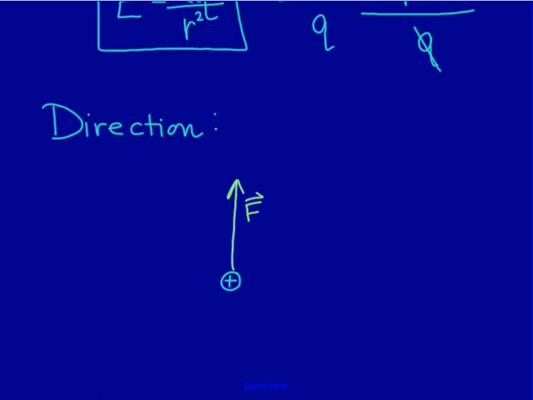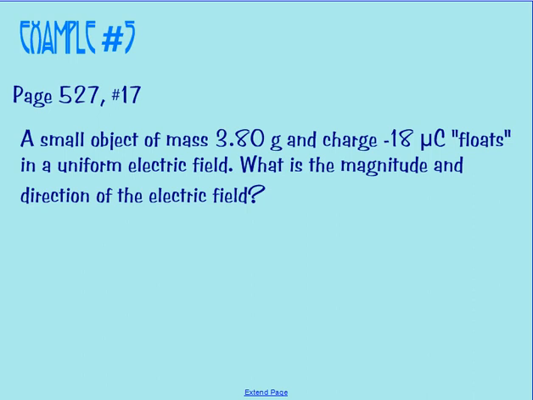Let's see how all this comes together with a problem. In this problem, we have a small object with a mass of 3.8 grams and a charge of negative 18 microcoulombs, and it says that it "floats" in a uniform electric field. We're asked to find the magnitude and direction of that field. You'll notice the word floats is in quotes there. That's the key to understanding this problem.